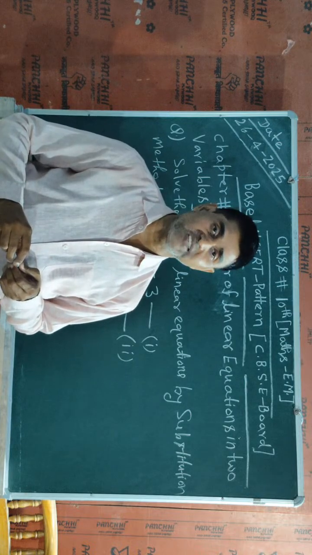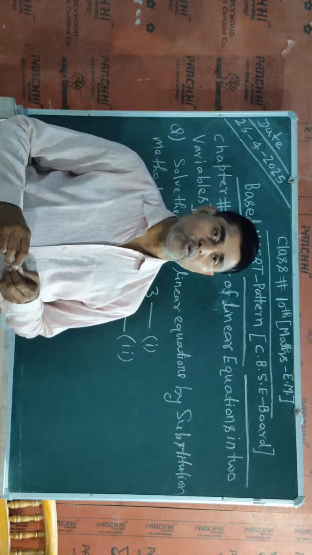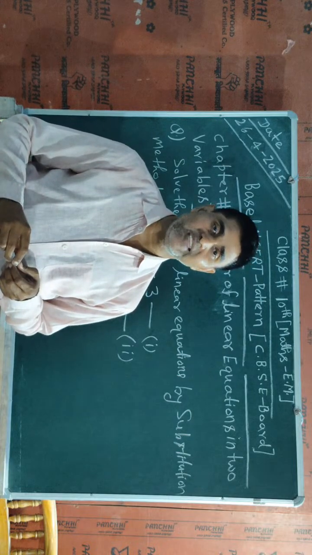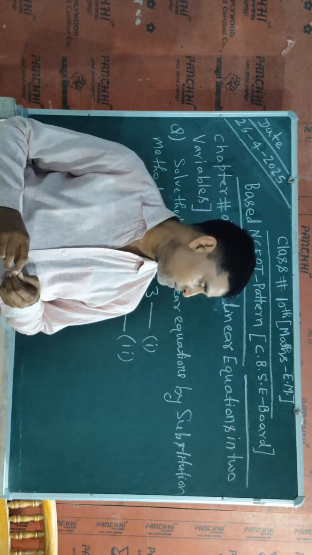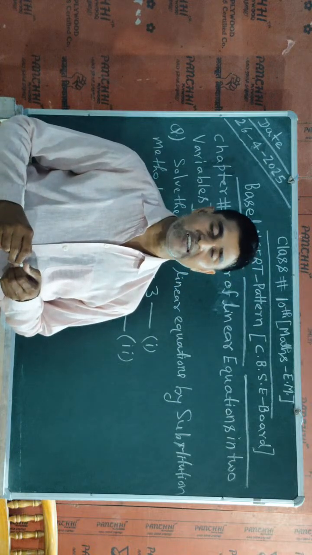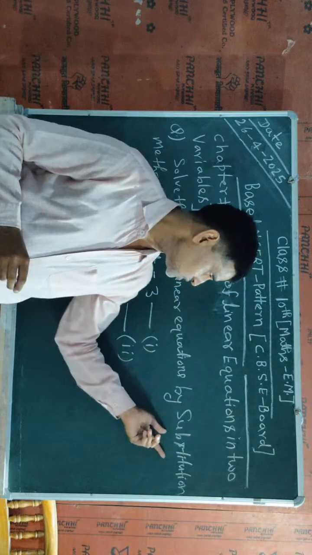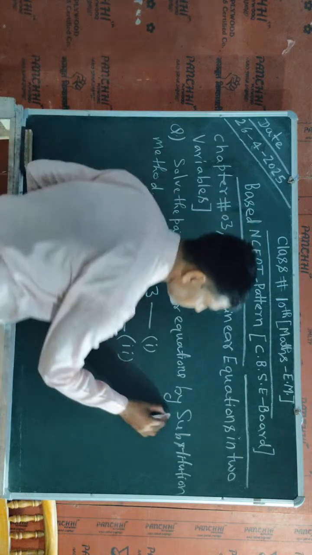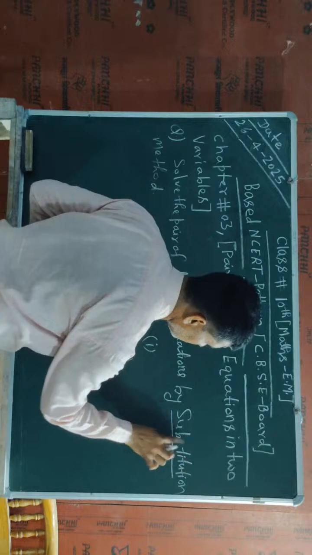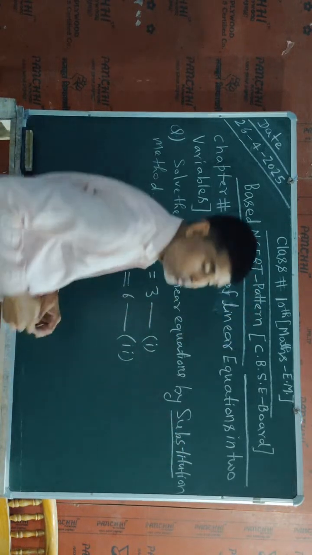If I call the point of intersection I, its coordinates will be x comma y. It means I will get the value of x and the value of y while using the substitution method. Okay students, here I will write substitution method.